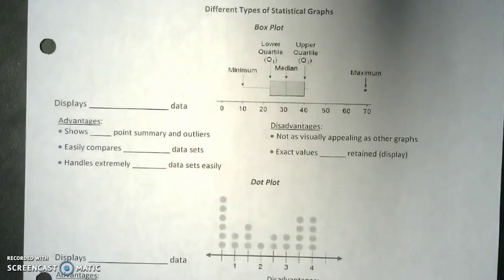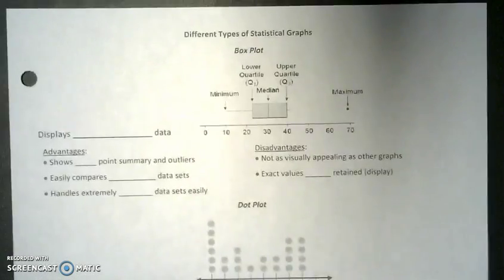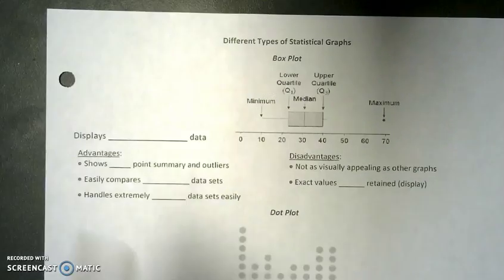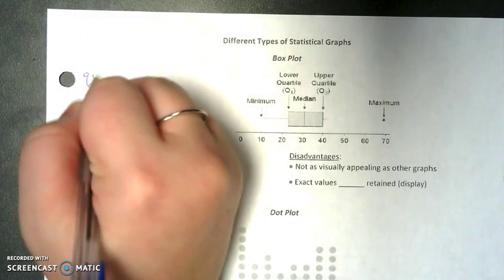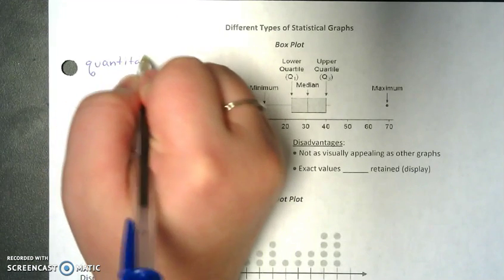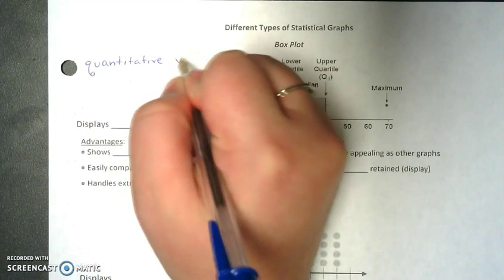Now we're actually going to go back to the front. We're going to talk about the characteristics of all the graphs. So the very first thing is that we're going to say what kind of data all of these display. So we're going to write quantitative, versus categorical.